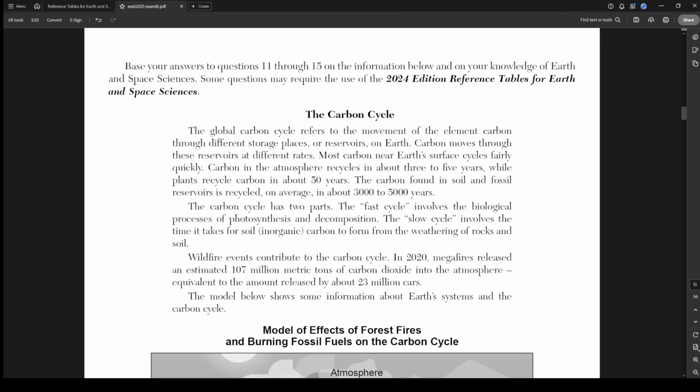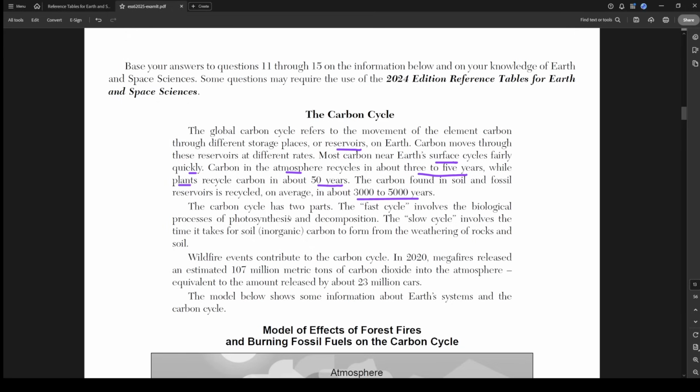The carbon cycle. The global carbon cycle refers to the movement of carbon through different storage phases or reservoirs on the Earth. Reservoir is just an area where something is stored. Carbon moves through these reservoirs at different rates. Most carbon near the surface cycles fairly quickly. Okay, so the surface, it goes quick. Carbon in the atmosphere goes in about 3 to 5 years, while plants recycle carbon in about 50 years, so they seem the slowest. The carbon found in soil and fossil reservoirs is recycled in about 3,000 to 5,000 years. Wow, that's a long time.